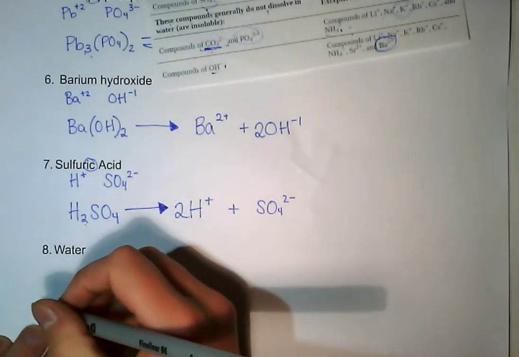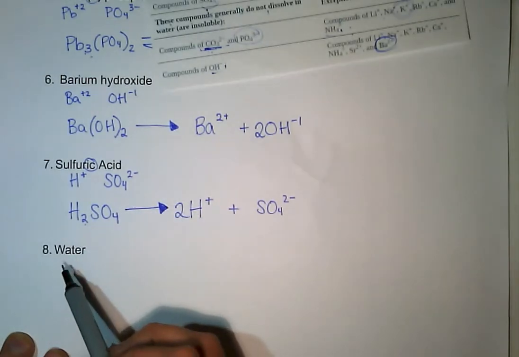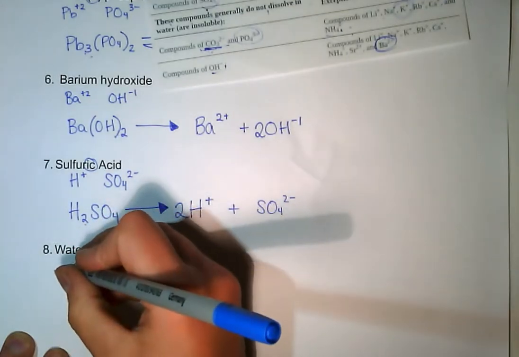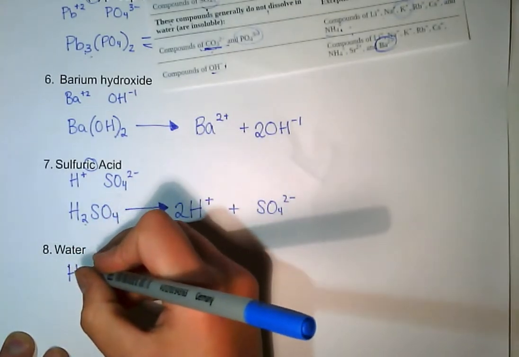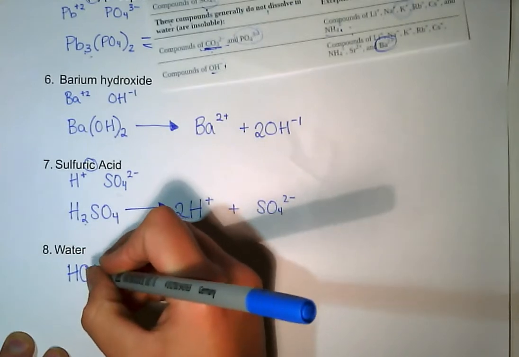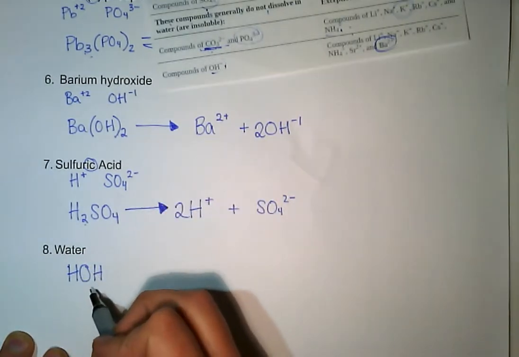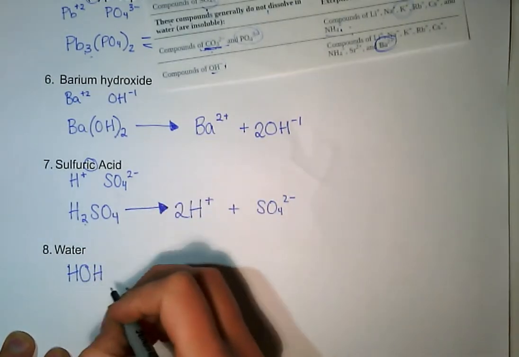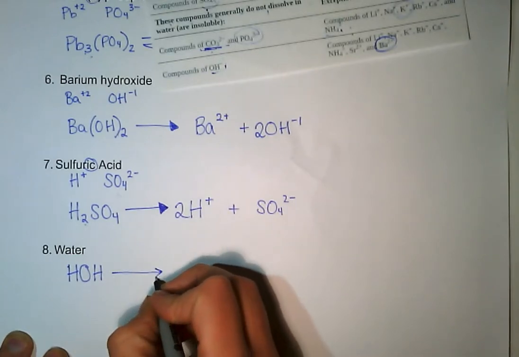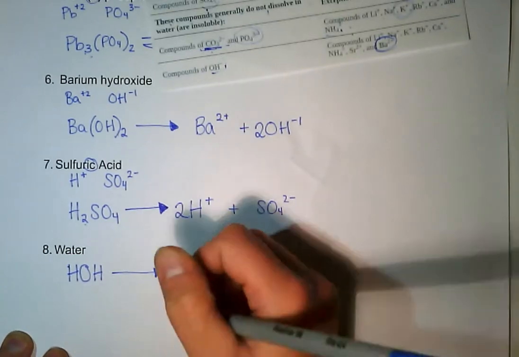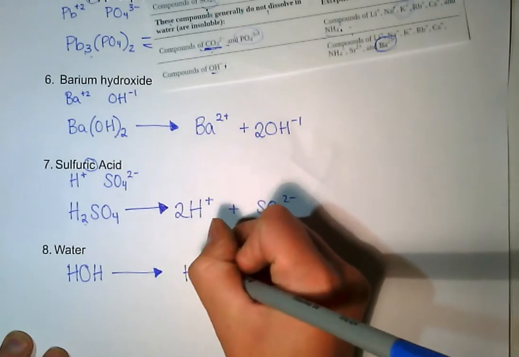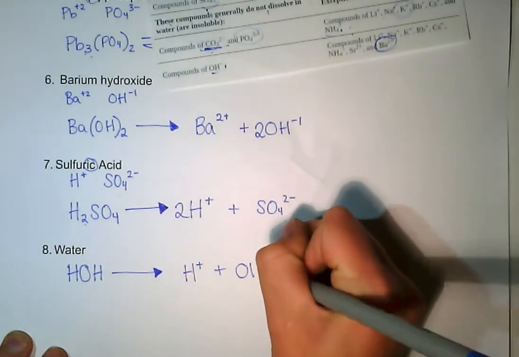Then finally, we're going to do the dissociation equation for water itself. And so we have HOH, and I'm going to write it as its 2 ions, so it's really easy to look at how it dissociates. And so HOH is going to break apart into H+ and OH-.